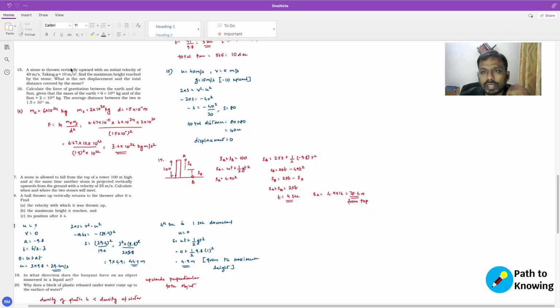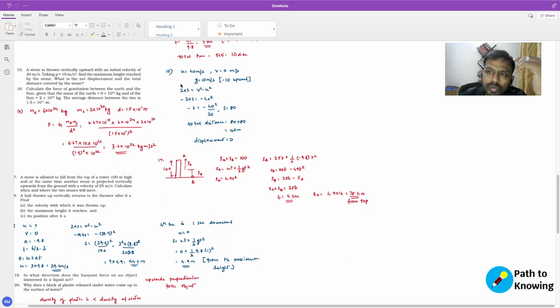So the stone is thrown vertically upwards, which means that the initial velocity is 40 meters per second, and at the maximum height its final velocity will be 0, right? That's when it will change direction. So v will be 0, and we know that the acceleration due to gravity is 10 meters per second squared in the opposite direction, which means that it has to be minus 10 upwards.